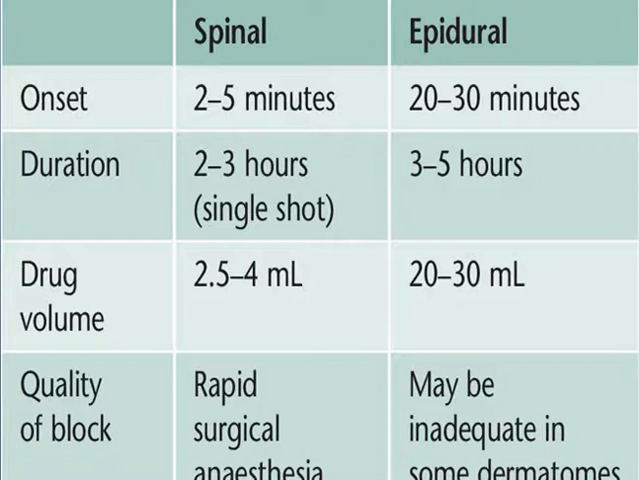Now, spinal anesthesia onset is from 2 to 5 minutes, whereas epidural anesthesia takes its full effect in 20 to 30 minutes. The duration of effect of spinal is 2 to 3 hours, epidural is 3 to 5 hours. Drug volume that is given into the CSF is approximately 2.5 to 4 ml, whereas in epidural it's up to 20 to 30 ml. The quality of block is rapid surgical anesthesia, and epidural may be inadequate due to some dermatomes.